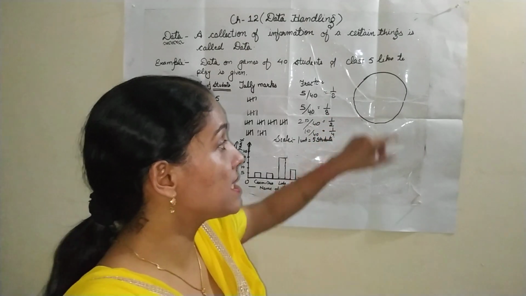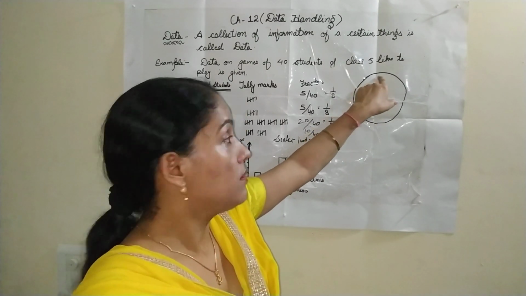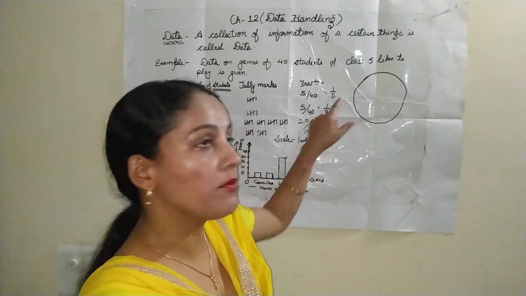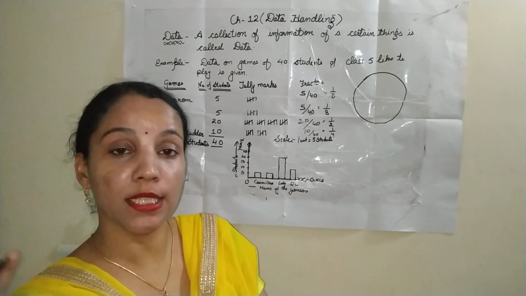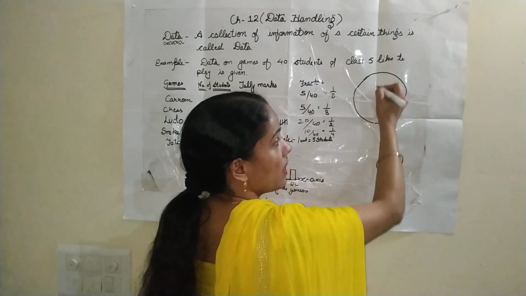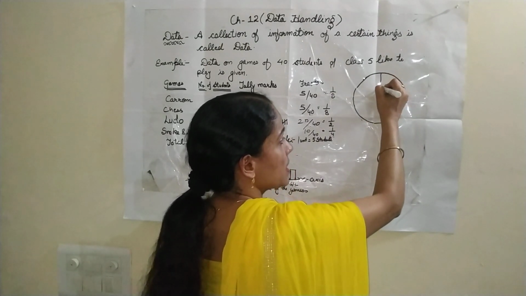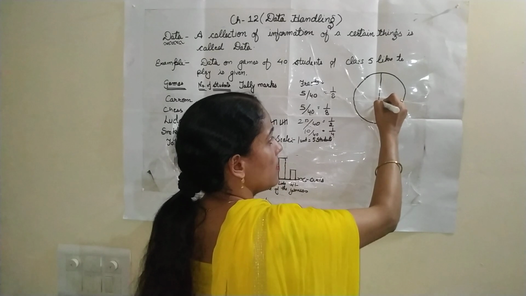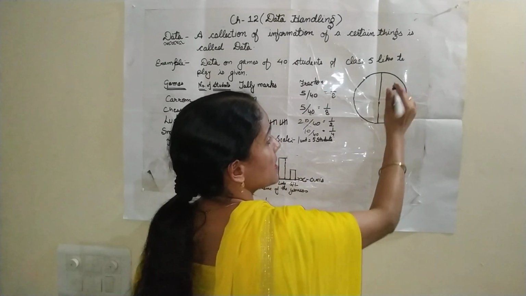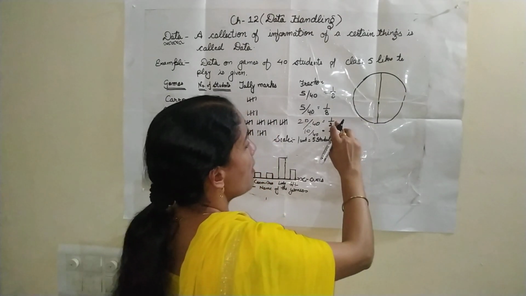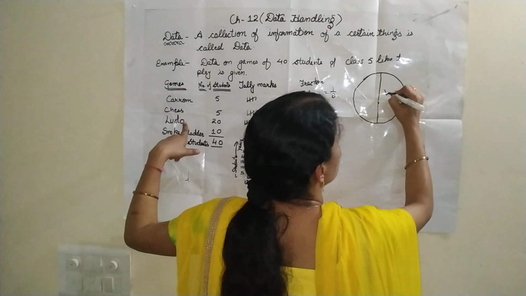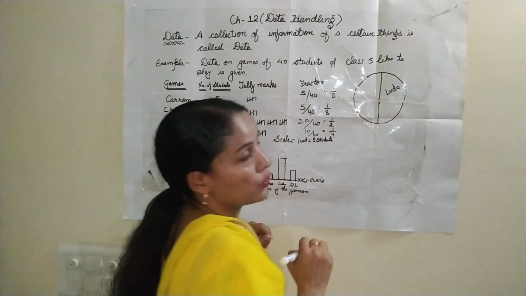Now it is very simple to distribute this circle into 1 by 2, 1 by 4 and 1 by 8 parts. How is it easy? Just see here. This is the full circle. When I cut this from the center, this is the half part, and the half part is for what? That is for Ludo. So this part is of Ludo.